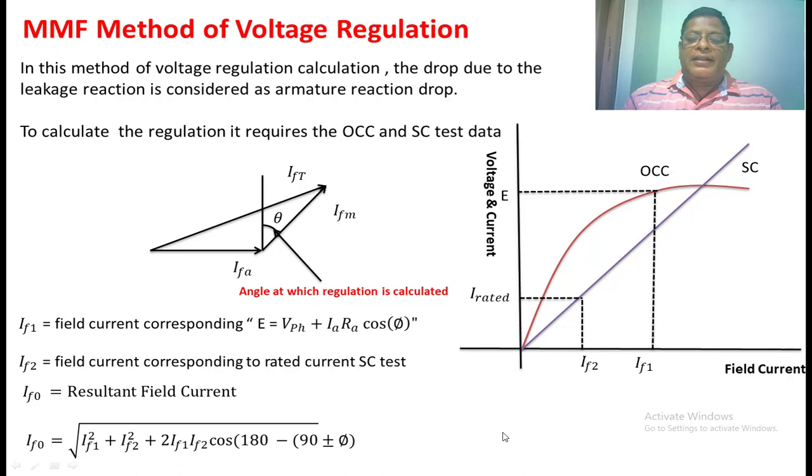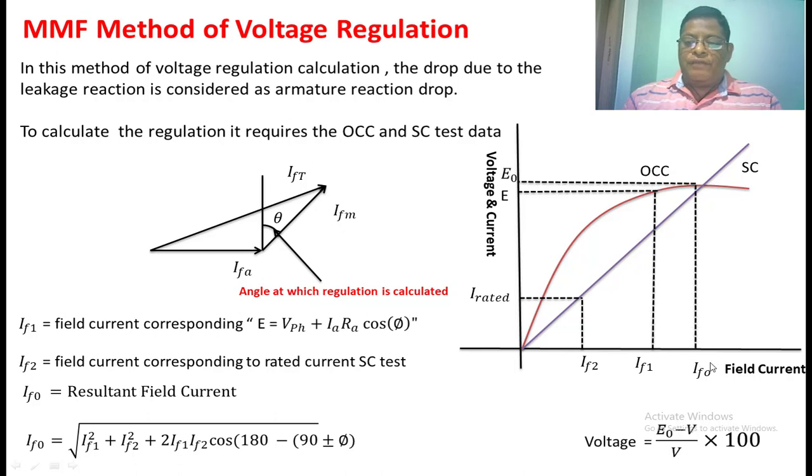Now, once you find IF0, you have to find the corresponding voltage from the OCC of the alternator. This is IF0. Corresponding to it, you draw a vertical line that intersects the OCC at one point. From that point you draw a horizontal line. This is E0. Now the voltage regulation is equal to (E0 minus V) by V into 100. That gives the percentage voltage regulation of the alternator.